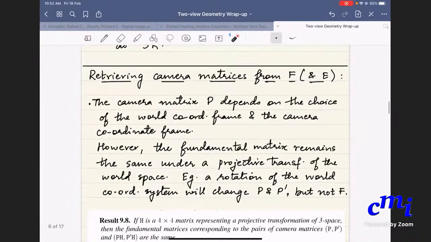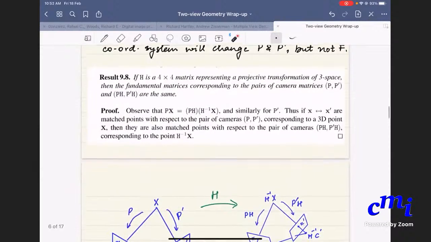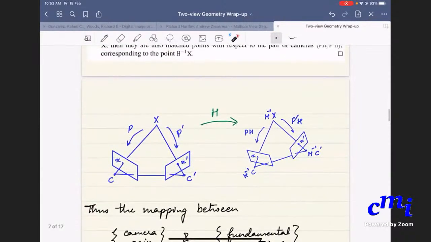First of all, the camera matrix, as we know, will depend on the choice of the world coordinate frame, as well as the camera coordinate frame, right? So both these things are important when we want to determine the camera matrix P. However, the fundamental matrix itself remains unchanged under a projective transformation of the world space, which means that if you apply a projective transformation, so actually here is a nice demonstration of that.